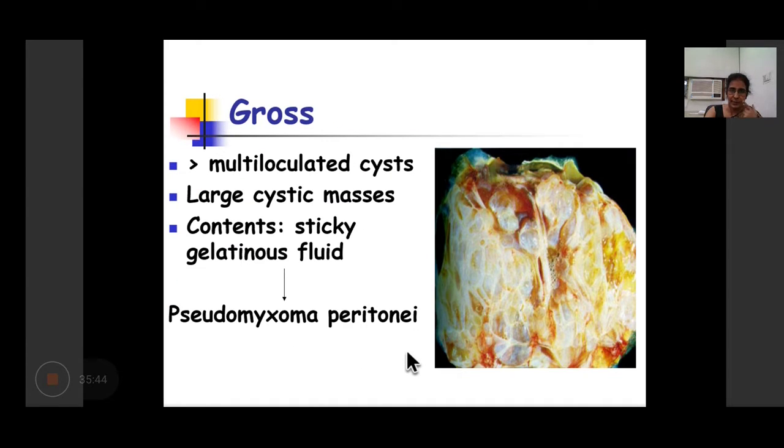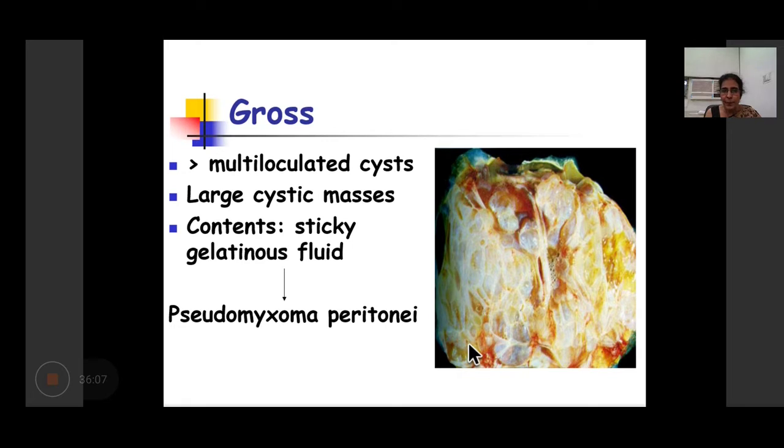So when you see multiloculated cystic masses and they are not filled with the thin serous fluid-like content in the serous tumors, they are filled with sticky gelatinous fluid, and when it ruptures through the capsule, it may be present in the peritoneal cavity, and that will lead to formation of pseudomyxoma peritonei.